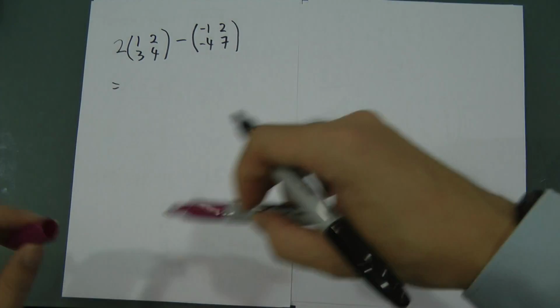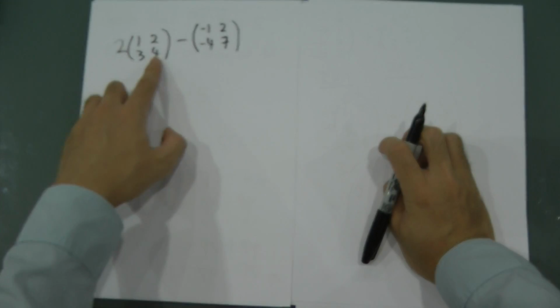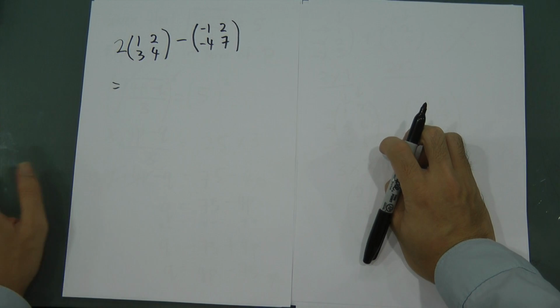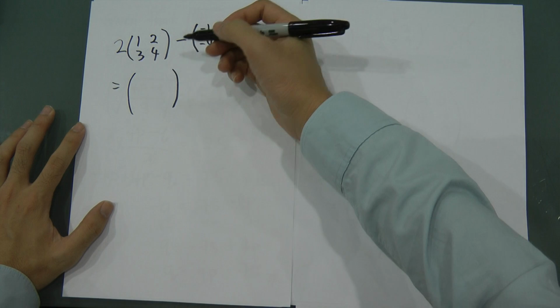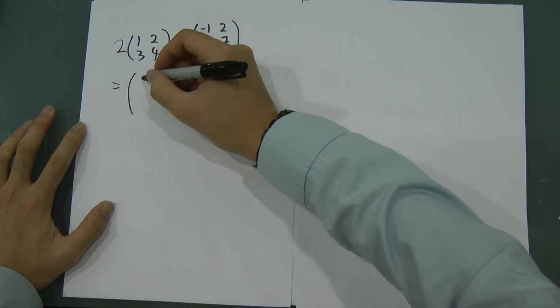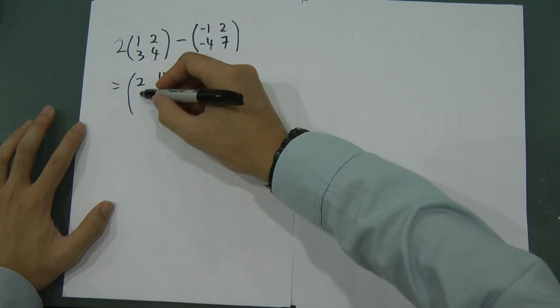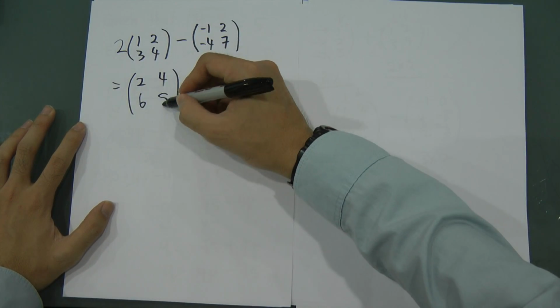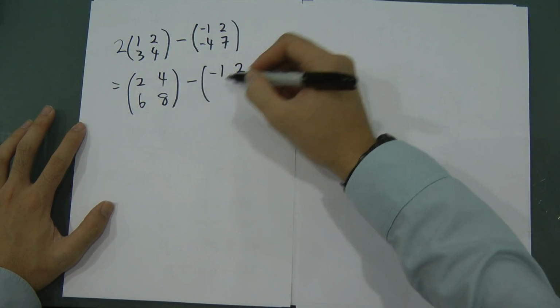It's very simple. If you have a 2 in front, you just multiply into all four of the numbers. So what I will get over here is 1 multiple 2, I got 2. 2 multiple 2, I got 4. 3 multiple 2, I got 6. 4 multiple 2, I got 8. Therefore, only then I start to minus.